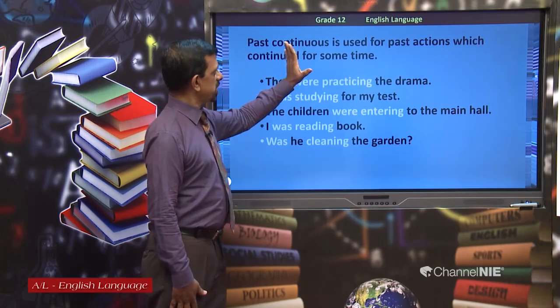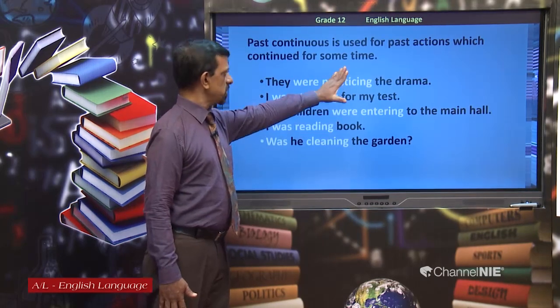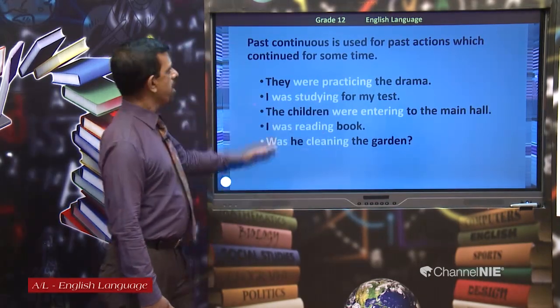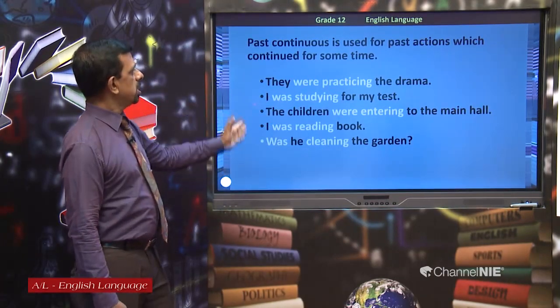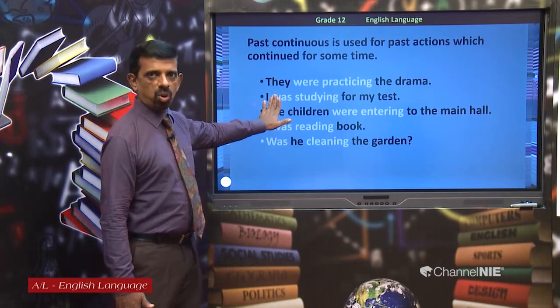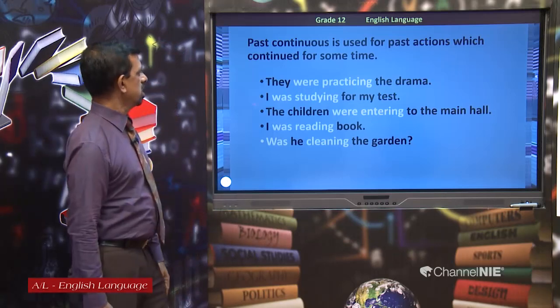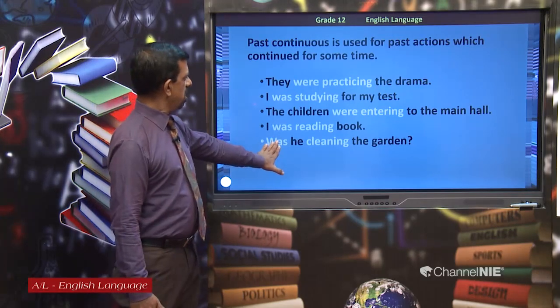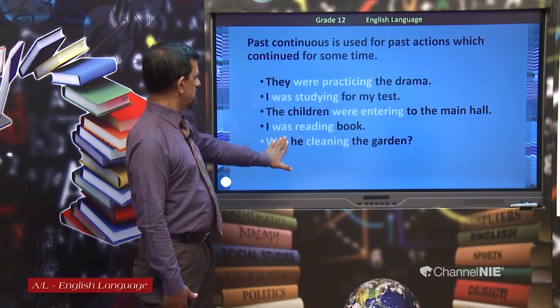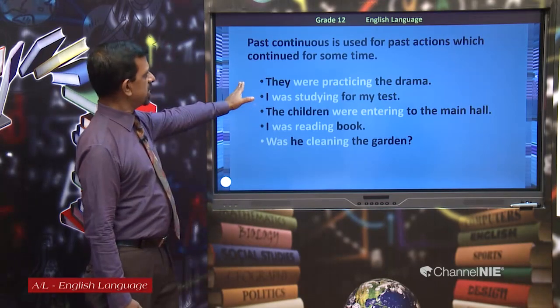The common thing you see is that ing is added with the verb. For singular, was. For plural, were. And in questions, if it is he, she, it, was. Okay, let's look at it.